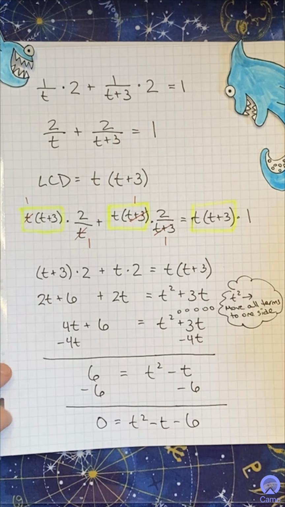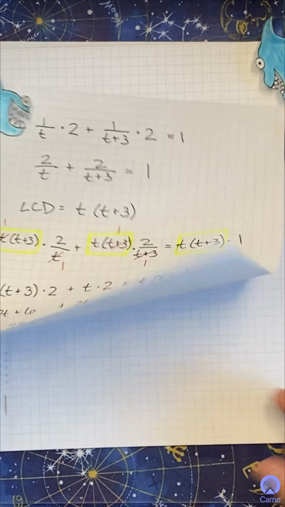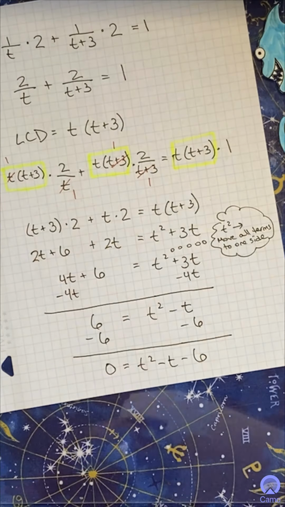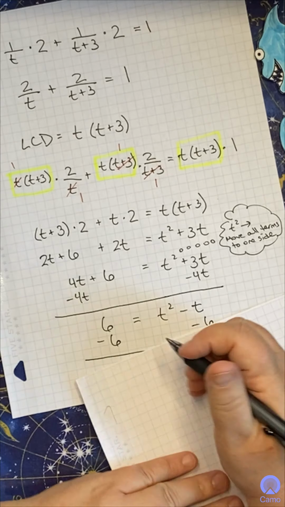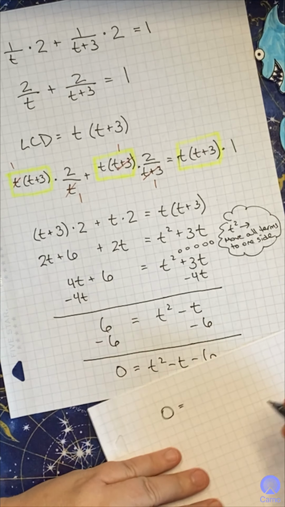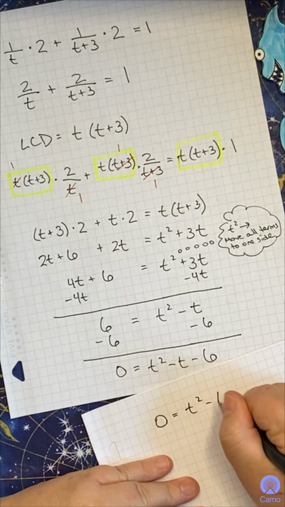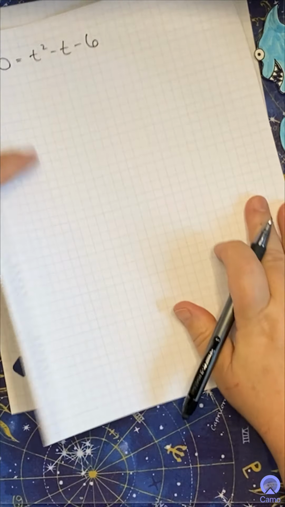Okay, again, I'm going to transfer it to a new sheet. I'm going to copy it exactly and then play with it in the next step. 0 equals t squared minus t minus 6.